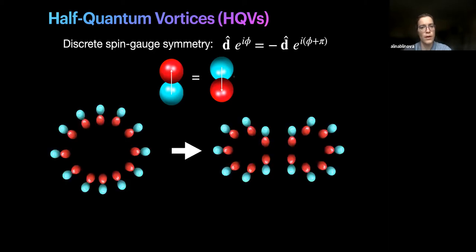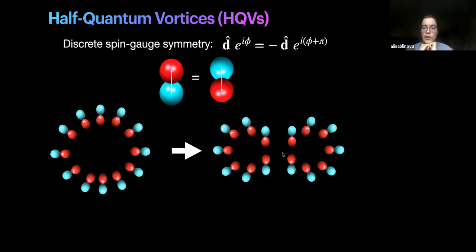So this is just a graphical illustration of how that works. If we have something that's just an ordinary, what we think of as an ordinary vortex, which is a rotation of 2 pi about some center, we can deform this ordinary vortex into two half quantum vortices.